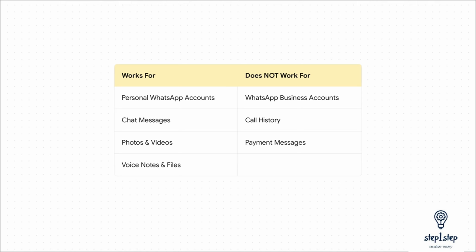So what exactly is going to make the jump? Well, all your personal chats, photos, videos, voice notes, and files are coming with you. But, and this is important to know up front, this does not work for WhatsApp business accounts. It also won't bring over your call history or any of those peer-to-peer payment messages.